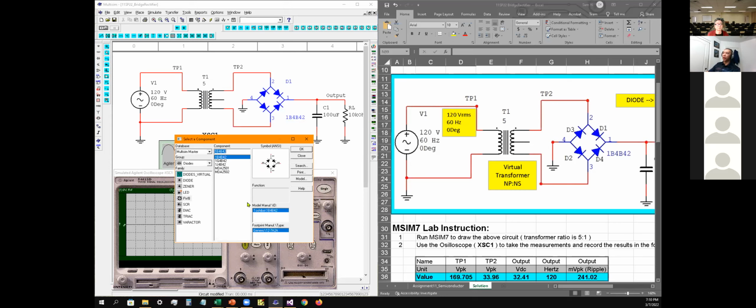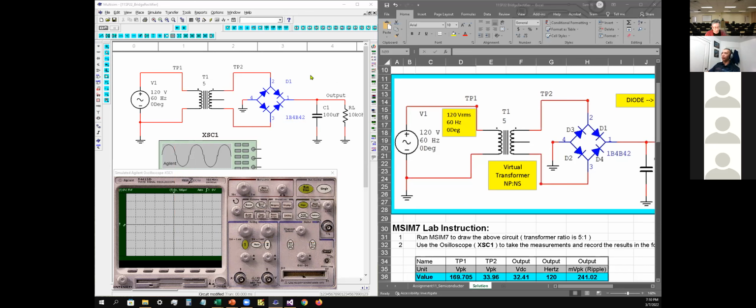Okay, I got it. And then when you come down here, you want to click on the ones that say FWB. That would represent your bridge rectifier. I see that. Thank you. And then you want to click the one that's 1B4B42. That is the one that we have, which is the first one on the list here. Click OK, and then you should be able to place it on your work table.